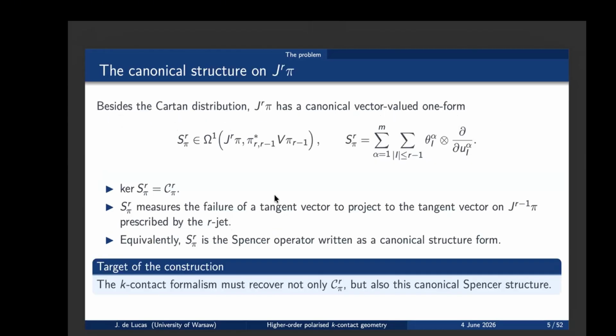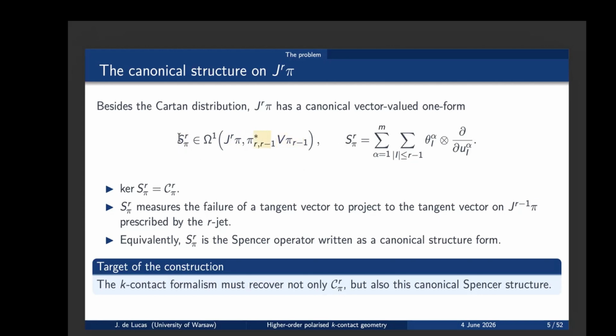Now, when you have a Cartan distribution, you have two operators that are naturally defined there, natural structures. One of these is the canonical jet structure of order r, which is a differential one-form on the jet manifold of order r, taking values in this object. This is the vertical part of the bundle over J^(r-1), the mapping that goes from J^(r-1) onto the base manifold, and the vertical part is pulled back to the total space.